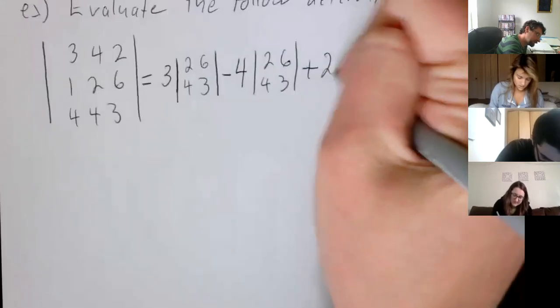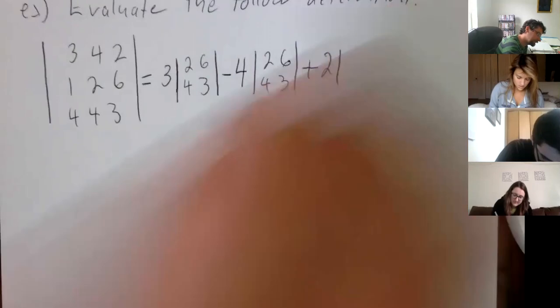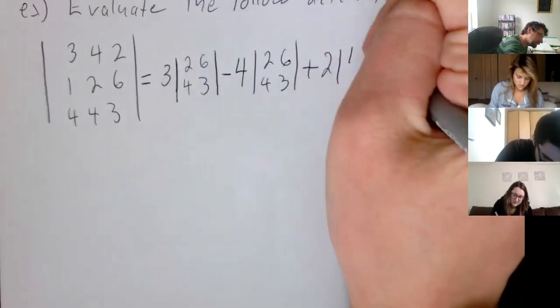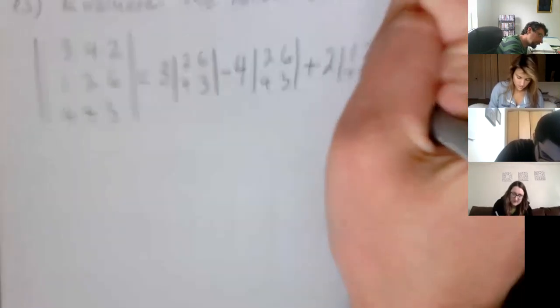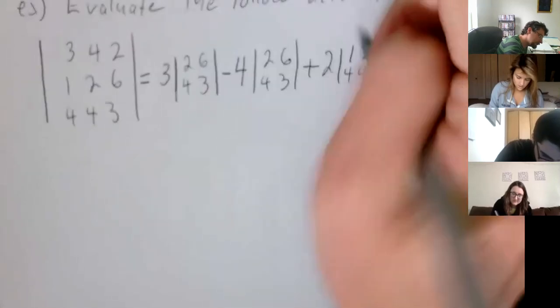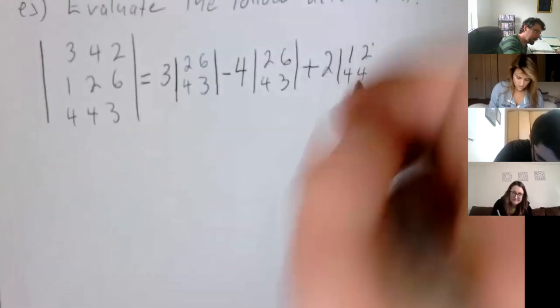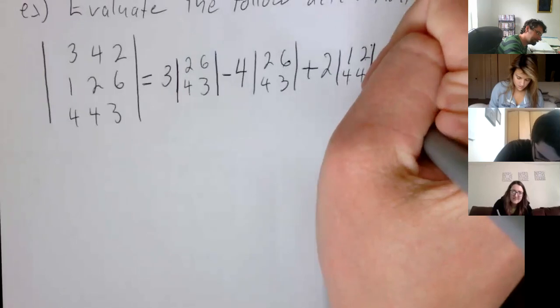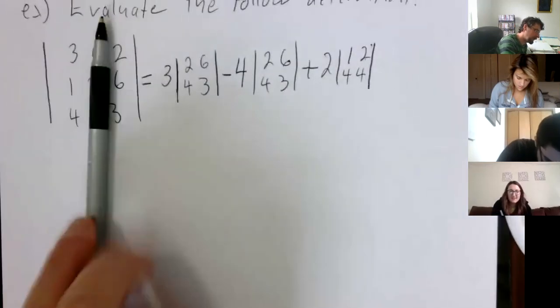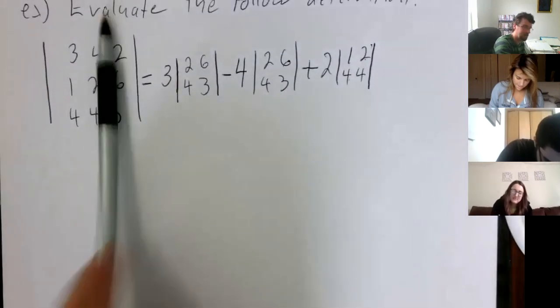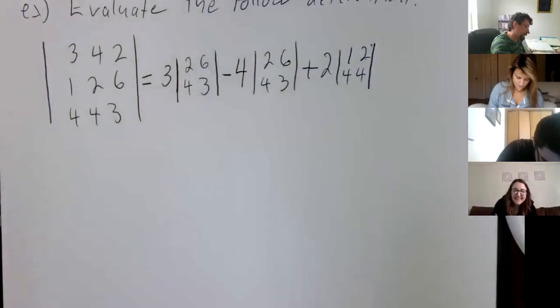Plus 2 and times 2, 6, 4, 3. Oh wait, yep. 2, 1, 2, 4, 4, right? Yes. Because we have to ignore everything like that.